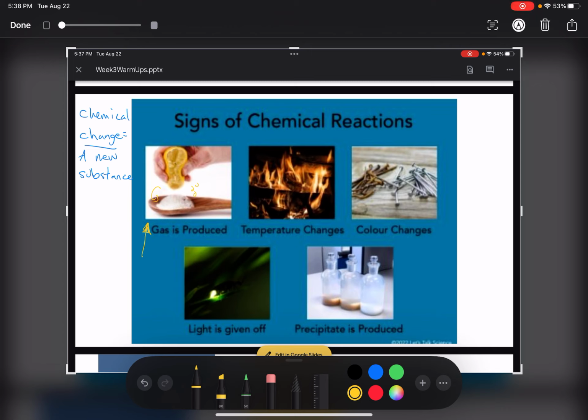Now, here's what's going to happen. Once that reaction takes place, if you try to do it again, it's not going to work, because that is no longer baking soda. You changed it into something else. It's not going to react anymore. You might have a little bit of juice left in the lemon, but the idea is you're going to have a new substance, something entirely new.